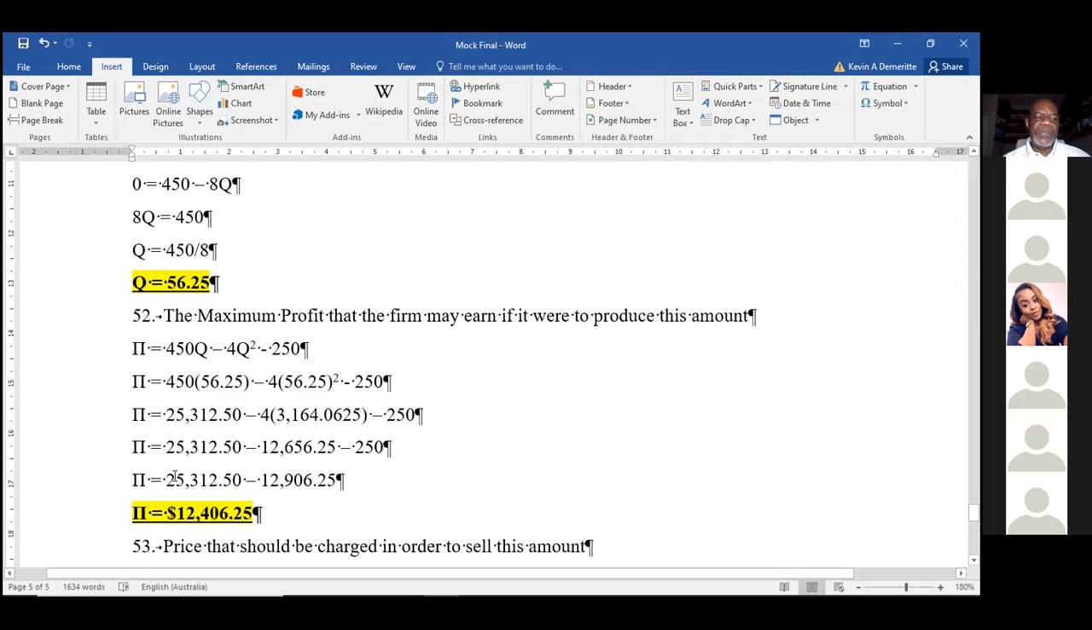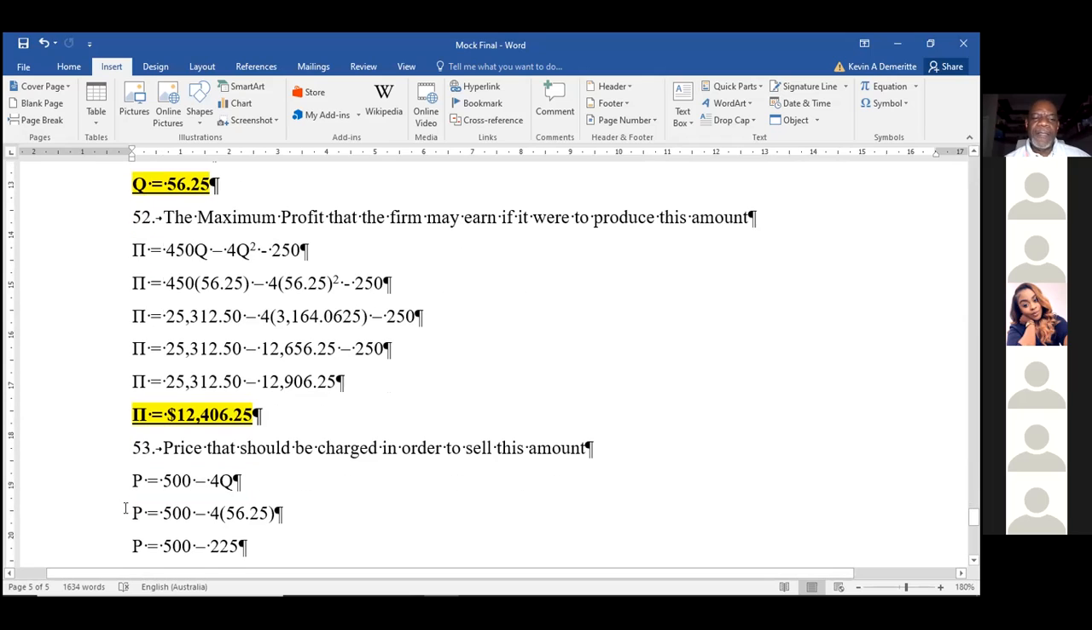So I have a positive 25,312.50 and a minus 12,906.25. The end result is a profit of $12,406.25. Okay, so that's our profit when we were producing 56 1/4 units.